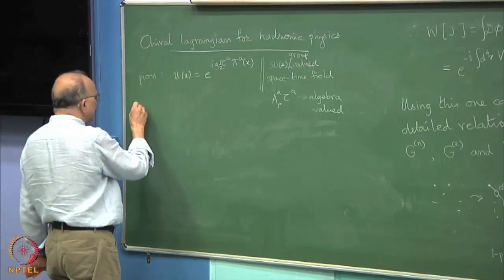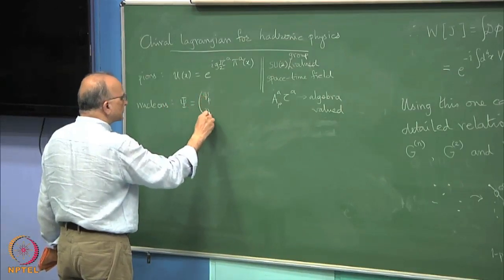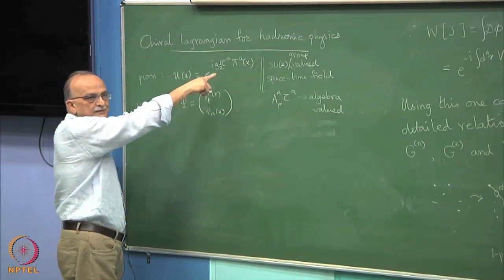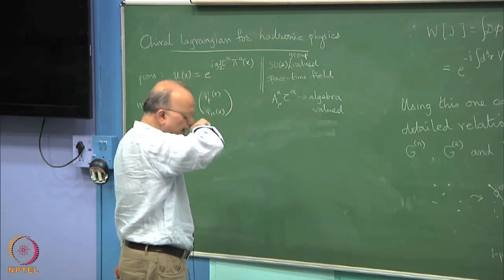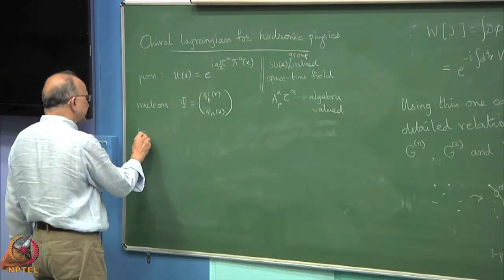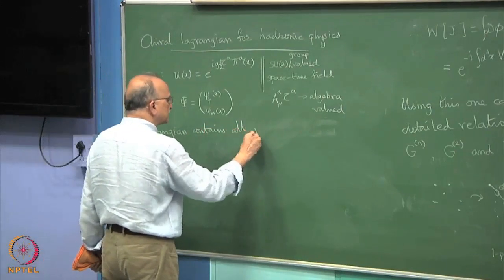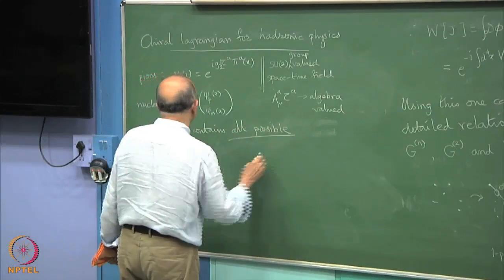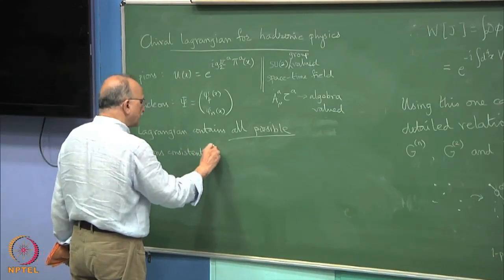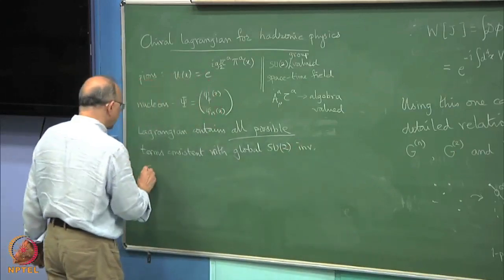Whereas for hadrons or nucleons, we write a doublet. So this U is a 2 by 2 matrix because it is the exponent of tau. So it is an SU2 valued matrix, an SU2 matrix which is a space time field. This is a doublet representation, and then the Lagrangian is to be constructed from all possible terms consistent with global SU2, there is no gauge field, and Lorentz invariance.